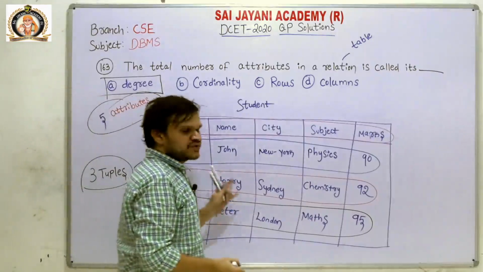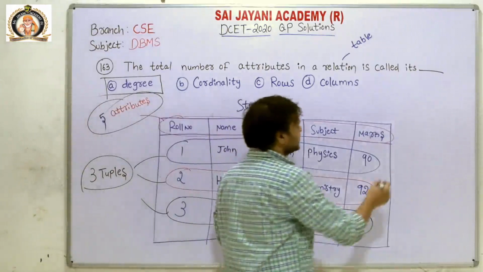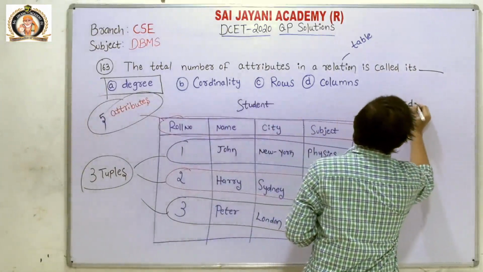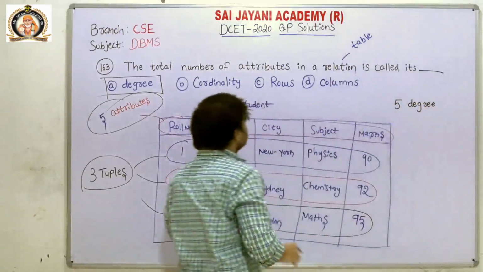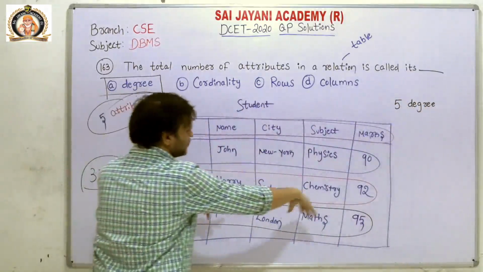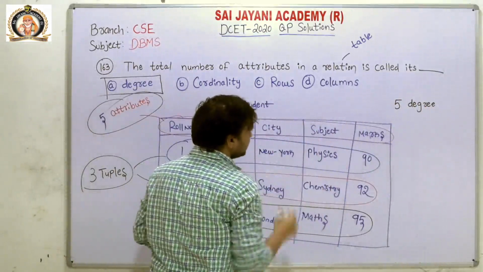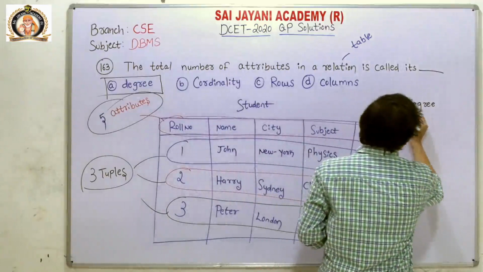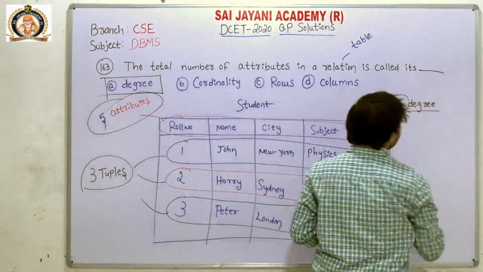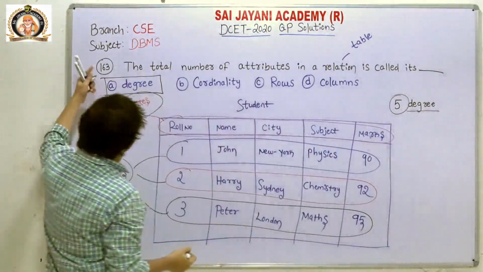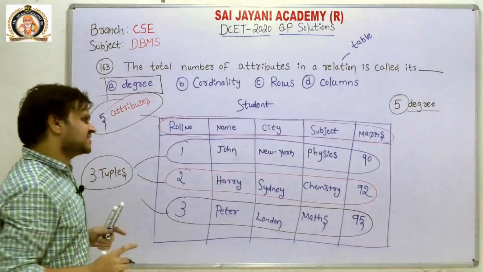In this student table we are having 5 attributes. So its degree is 5. Why? Because in this student table we are having 5 attributes. The total number of attributes in a table is called its degree. So in this table we are having 5 attributes, so its degree is 5. So for question number 163, option A, degree is the right answer.